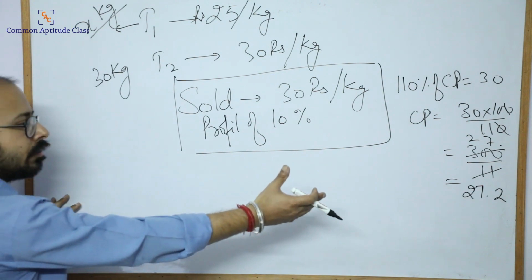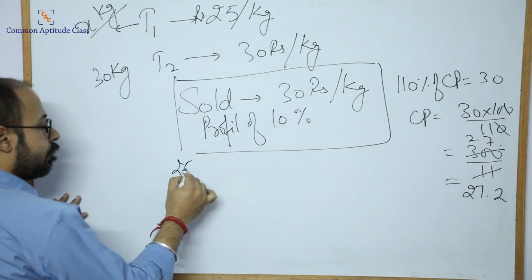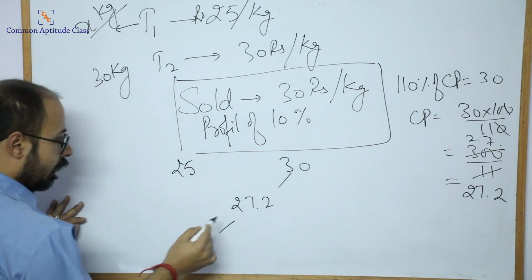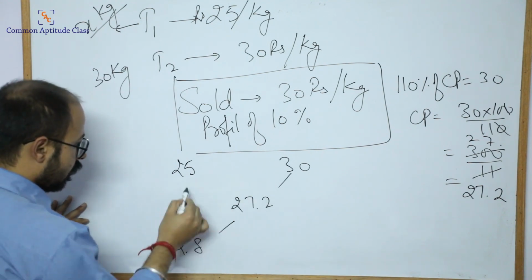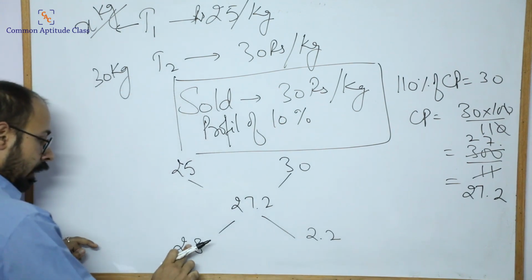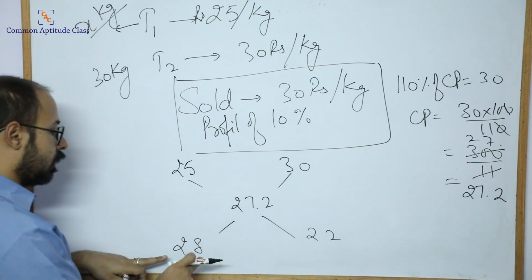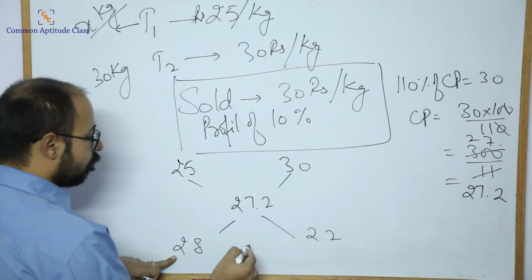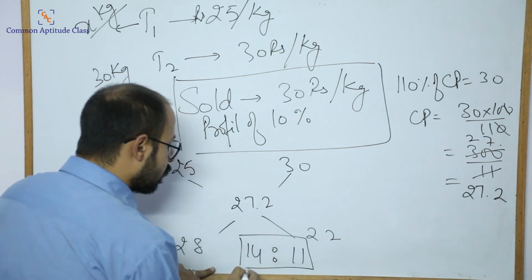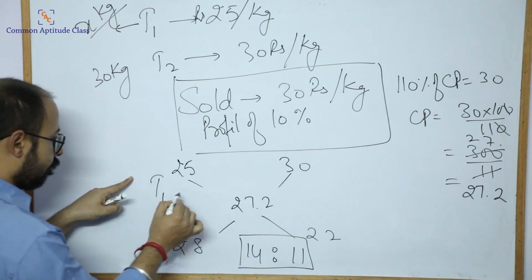So now you have the average cost, you have the cost 1, you have the cost 2. Now solve for it: 25, 30, 27.2. This is 2.8. This is 2.2. Now remove the decimal and divide by the common number. The common number is 2. It will become 14, ratio 11. So 14 ratio 11 is the ratio of T1 to T2.